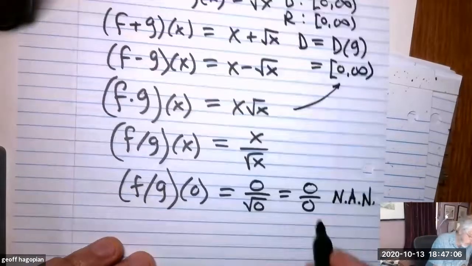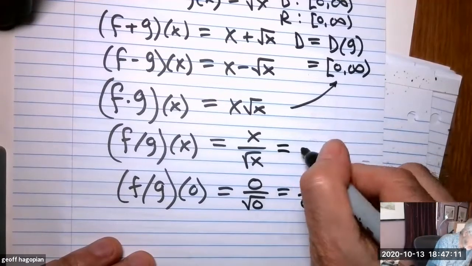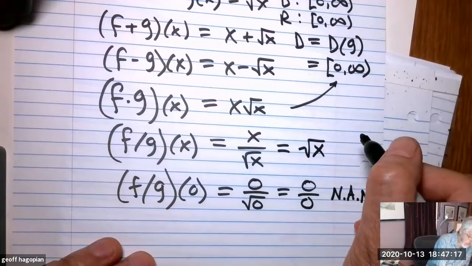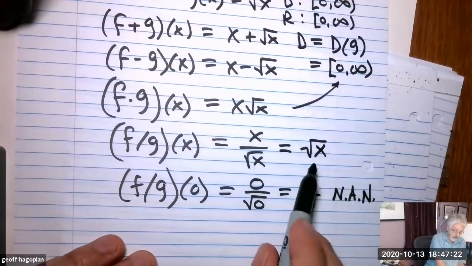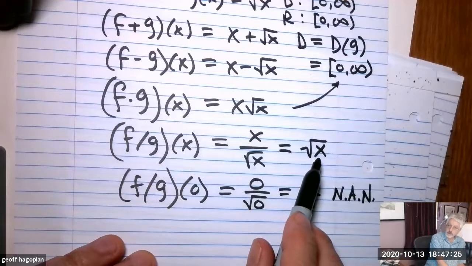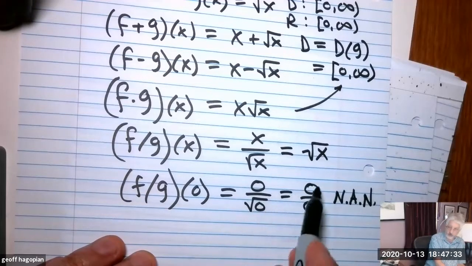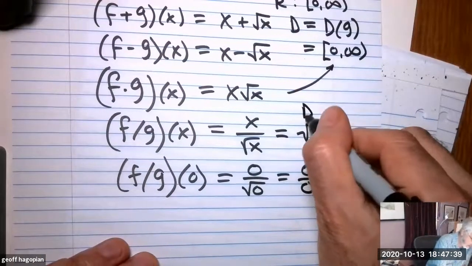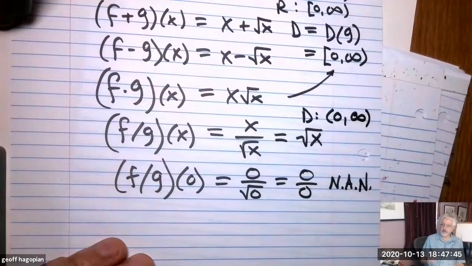Even though we can think of this as the square root of x, right? x divided by the square root of x is the square root of x. So this is defined at 0, but f divided by g is not, because of how we get to it. We get to it by taking the ratio of outputs. It's a subtle point, but the domain here we have to restrict to the set of all strictly positive numbers. You can't have 0 in the divisor.